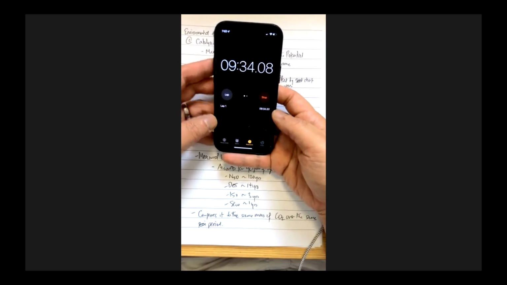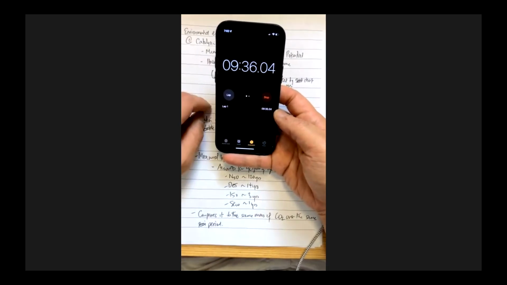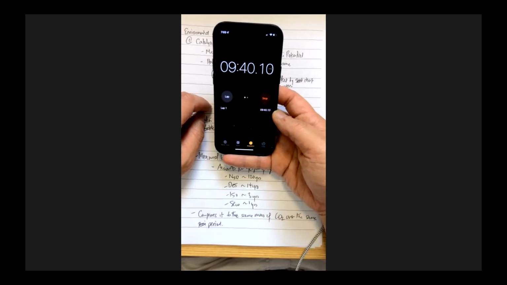Well, I should have like a heart rate monitor as well to show you what my heart rate is.